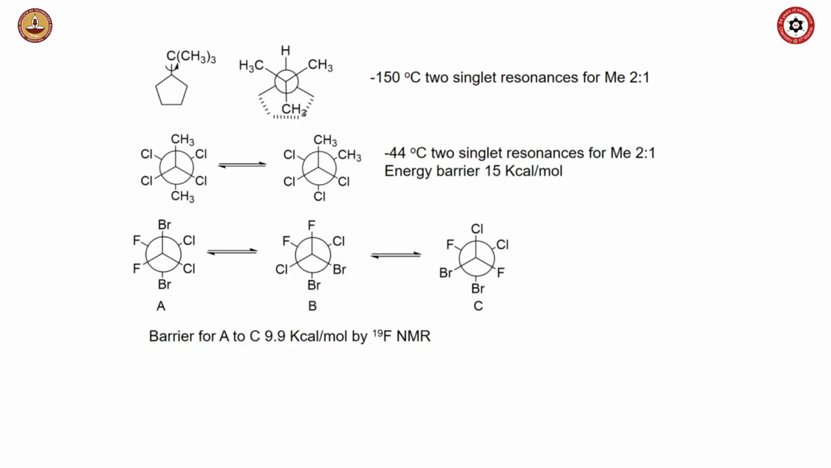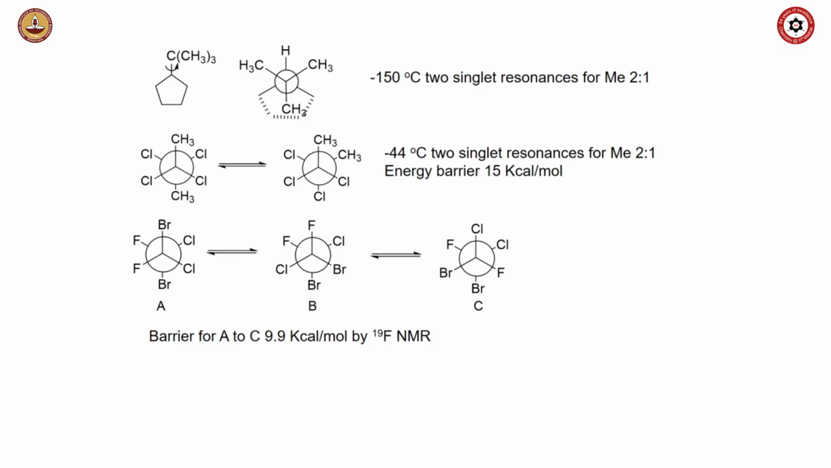Here fluorine is used as a probe for the NMR. Fluorine-19 is again a spin-half atom. So the fluorine spectrum is what is seen here. These two fluorines are again equivalent. These two fluorines are also equivalent. These two fluorines are also equivalent. So you will see three peaks in the NMR if all the three are present in solution. And based on the calculations, you come up with the answer 9.9 kilocalories per mole by FT-NMR, fluorine NMR in this particular case.